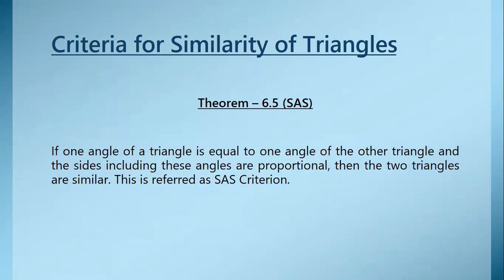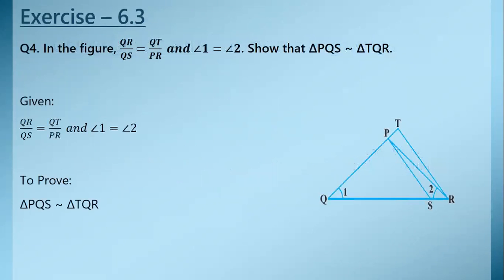SAS. So whenever side is involved in the criteria, we mean that the sides are proportional in similar triangles. So if one angle of a triangle is equal to one angle of other triangle and the sides including these angles are proportional, then two triangles are similar. It is referred to as SAS criterion. Okay, now with all these criteria, let us move on to exercise 6.3, question number 4.